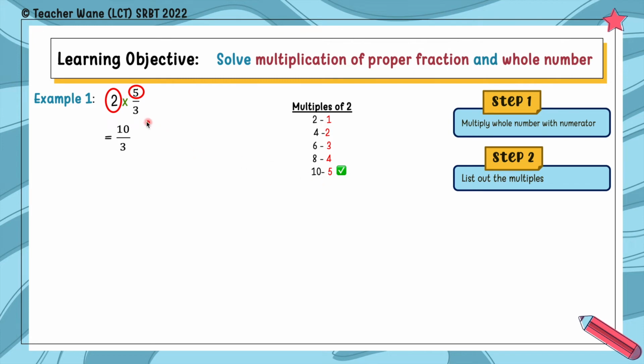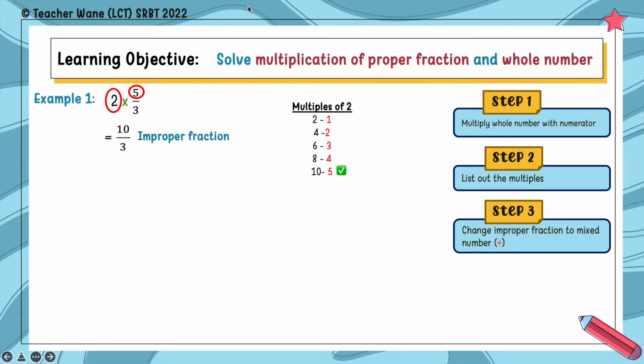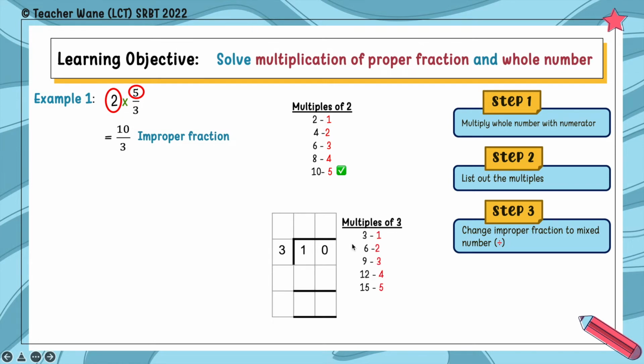So I'm left with 10 out of 3. Now this is an improper fraction. So I will be needing to change the improper fraction to a mixed number by using division. So 10 divided by 3. Is there any 10 in the multiples of 3? No. So which one are you going to choose? Great. I'm going to choose digit 9.